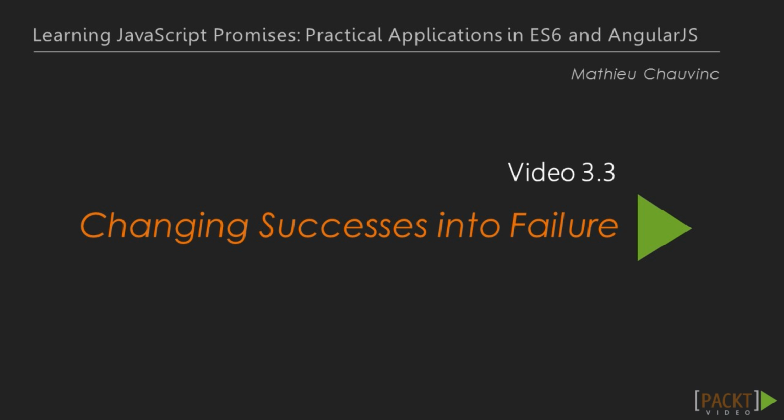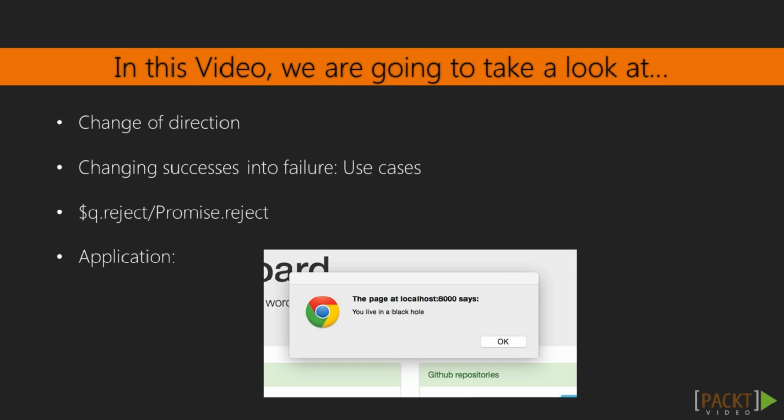Welcome to this next video, changing successes into failure. Both this video and the next will be about changing the direction of an asynchronous flow. So far we have seen how we can keep an asynchronous flow going by returning a promise within a .then callback, and how we can modify resolution values by passing them along into the next block in the flow. But there are times where it is not enough to just change the value, we need to change the actual path that the promise is taking.